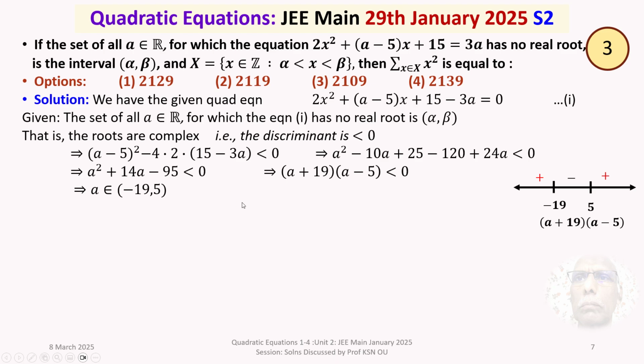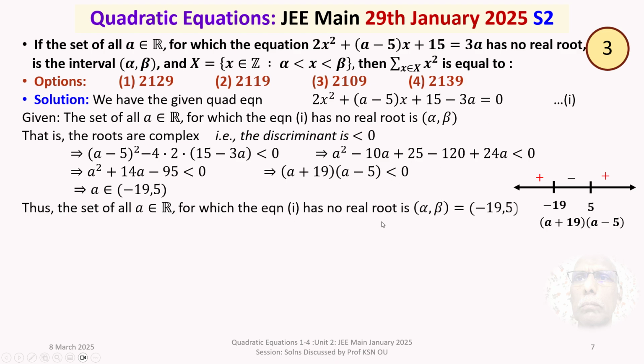Right. Now this is the set of all those a for which this equation has no real root, which is given to be alpha comma beta. Now we got alpha comma beta as minus 19 comma 5. That is, alpha is minus 19, beta is 5. Thus the set of all a belongs to R for which the above equation 1 has no real root is given to be alpha comma beta. We got the open interval minus 19 to 5. So alpha is minus 19, beta is 5.